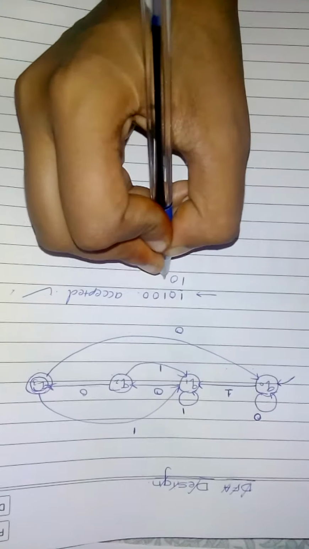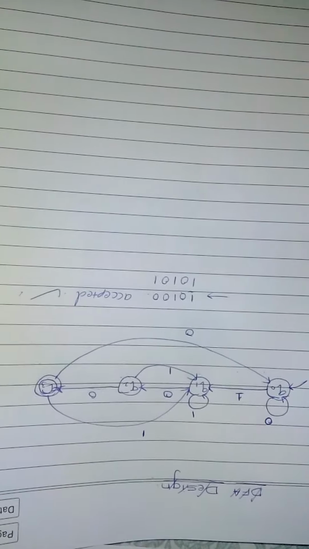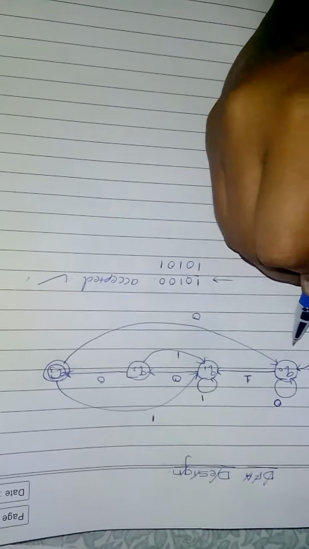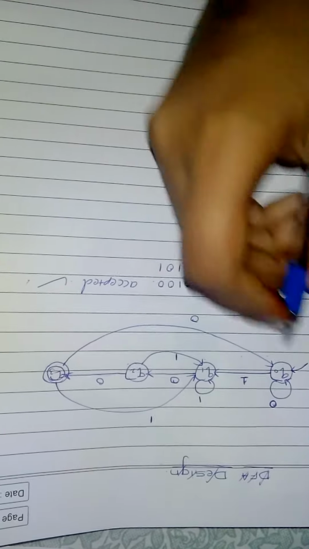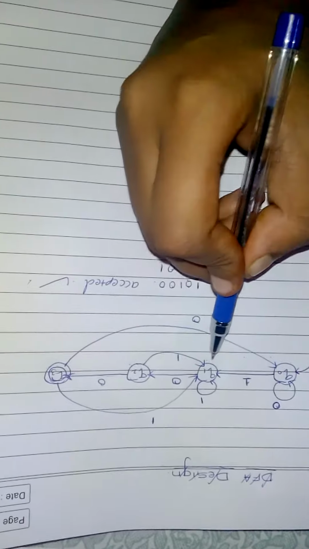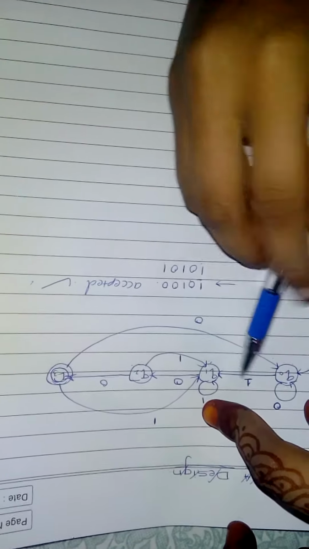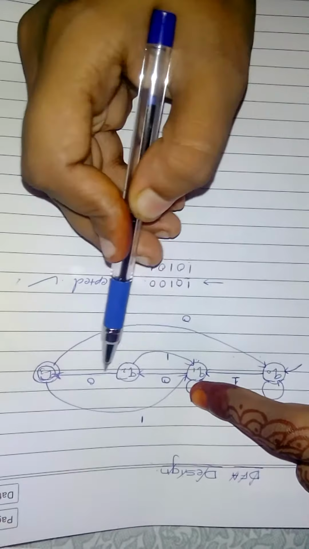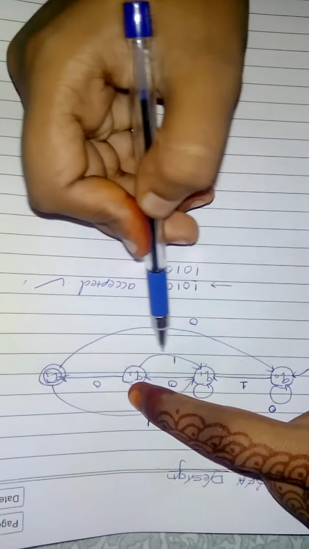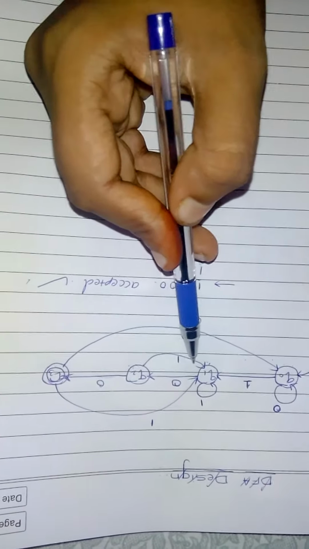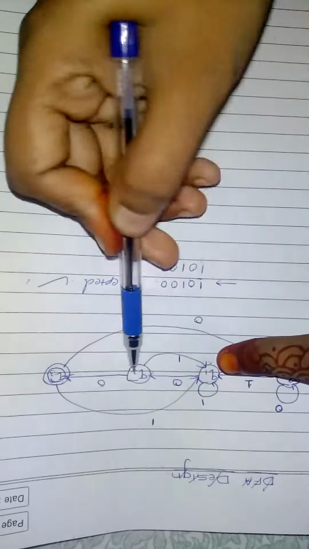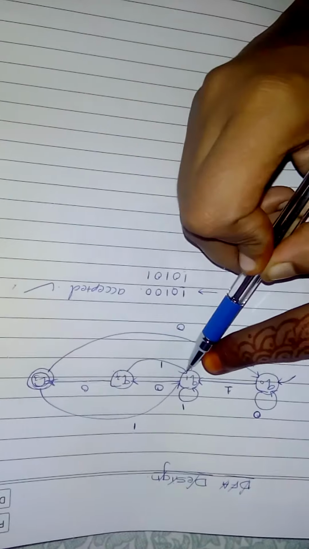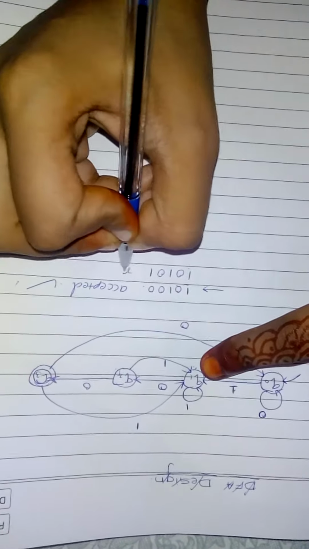Now let's check a string which does not end with 100. One example is 101. Let's check this string. We give 1 input to q0, so it will go to q1. When q1 gets 0 input, it goes to q2. When q2 gets 1 input, it goes to q1. And when q1 gets 0 input, it goes to q2. And when q2 gets 1 input, it goes to q1 again. So this is not accepted, it is rejected.